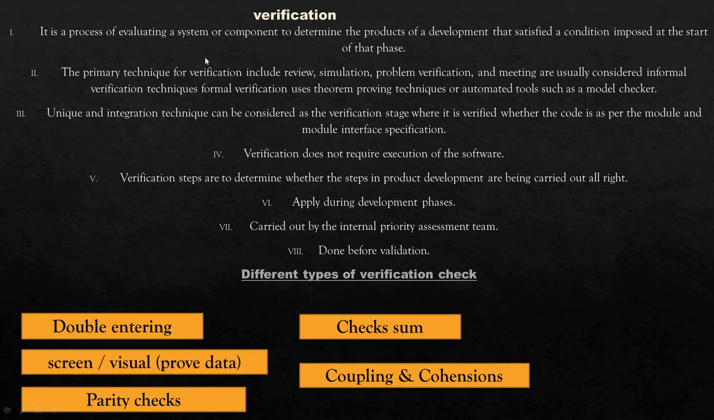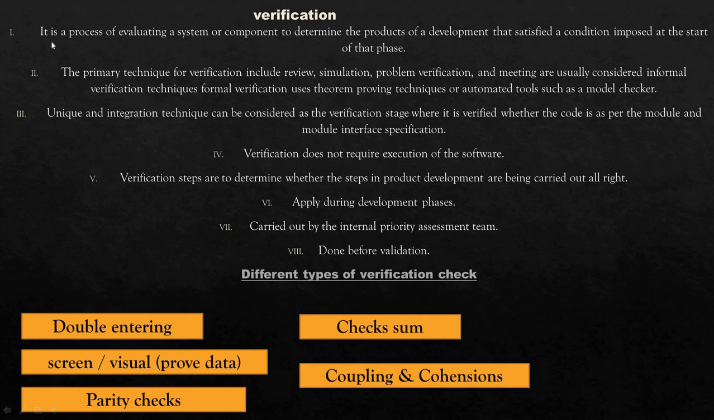Then define verification. It is the process of evaluating a system or components to determine whether the products of a development phase satisfy the conditions imposed at the start of that phase. Second point, the primary techniques for verification include review, simulation, and proof verification. Meetings are usually considered informal verification techniques. Formal verification uses theorem proving techniques or automated tools such as model checkers.